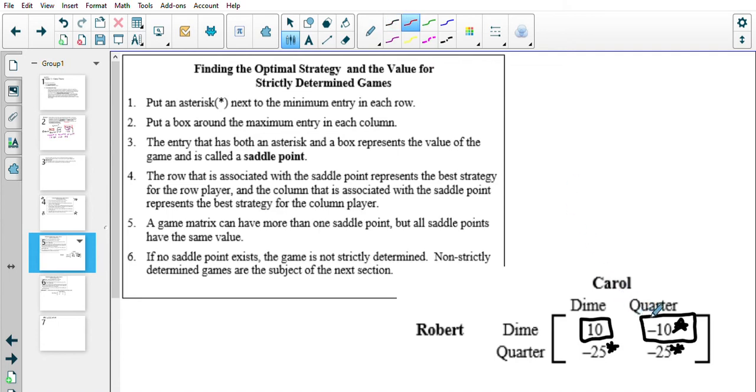So that's this entry right here, negative 10 here. That's our saddle point in red here. Circled in red is our saddle point, right? So that's called the saddle point. So the saddle point tells us a lot of the information that we're trying to figure out, right? Before we get to the row and column, this represents the value of the game, right? So the value of the game is negative 10 cents because that's the saddle point.